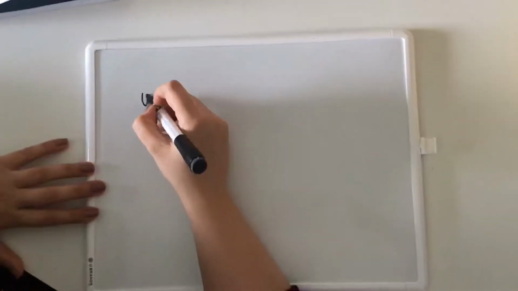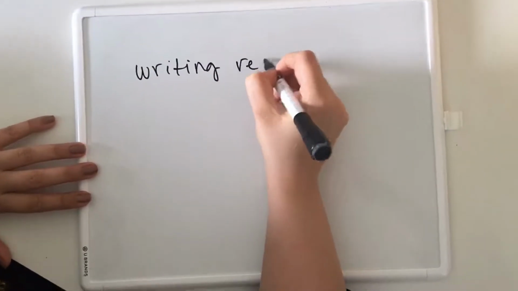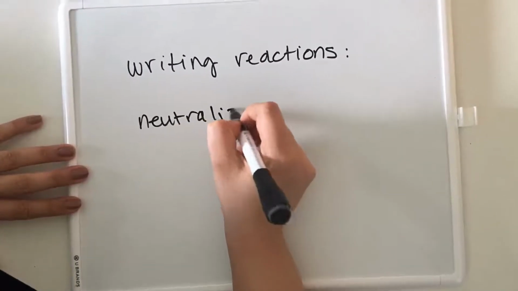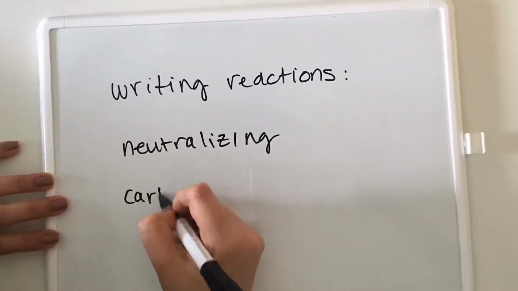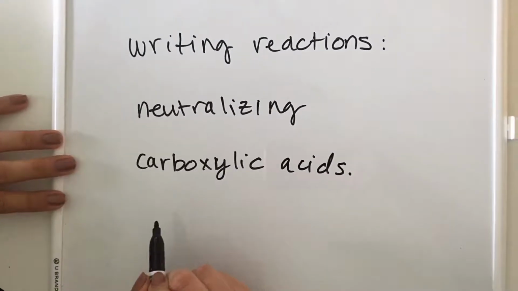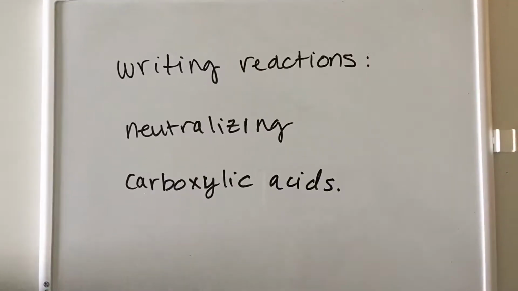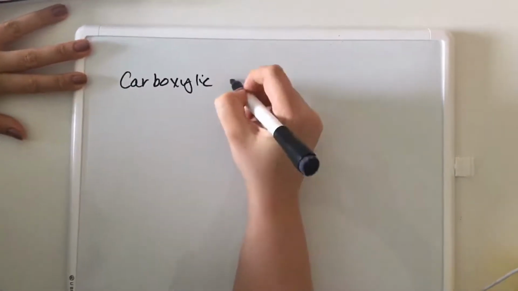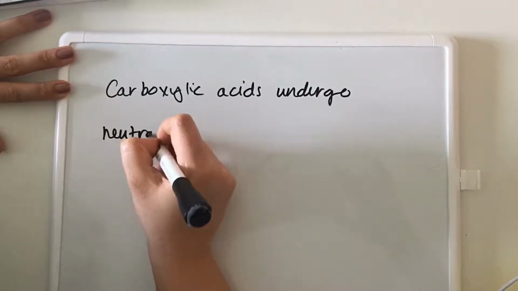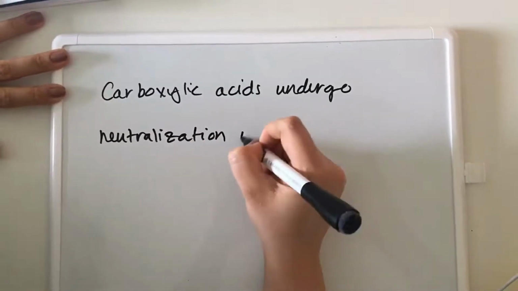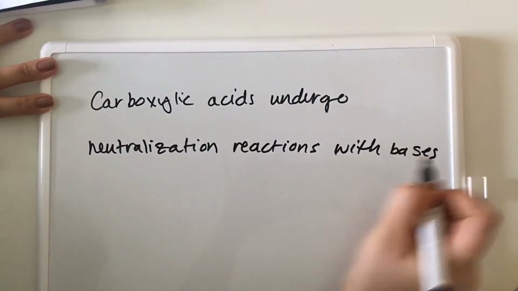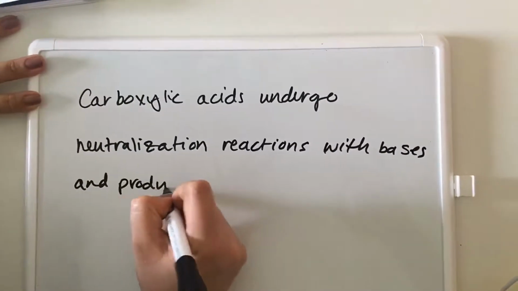My name is Jody, and today we are going to learn how to write the chemical equation for neutralizing a carboxylic acid. Carboxylic acids undergo neutralization reactions with bases and produce water and a carboxylic acid salt, also known as a carboxylate ion.